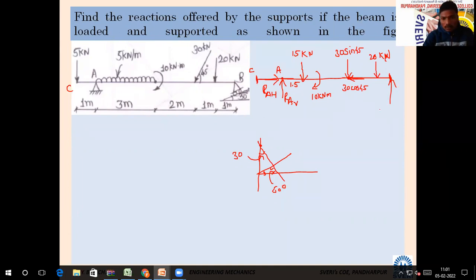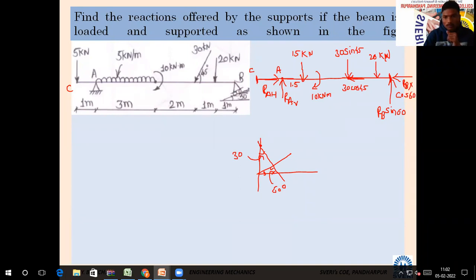Then what will be its components? R_B sin 60, and in this way I will take R_B cos 60 horizontally. Are you getting it? Are you with me? Yes, sir.